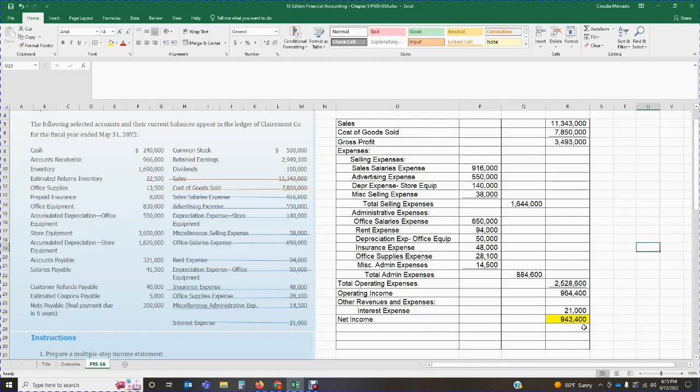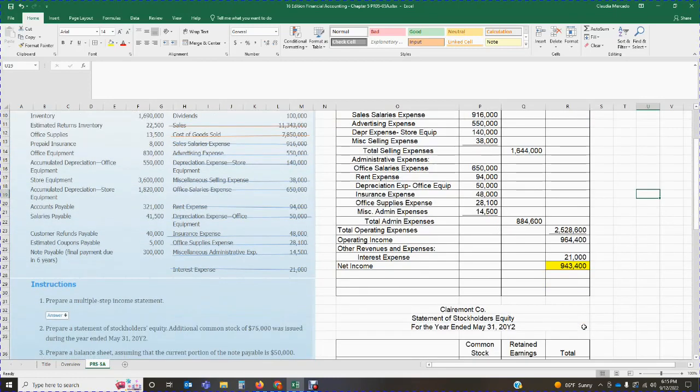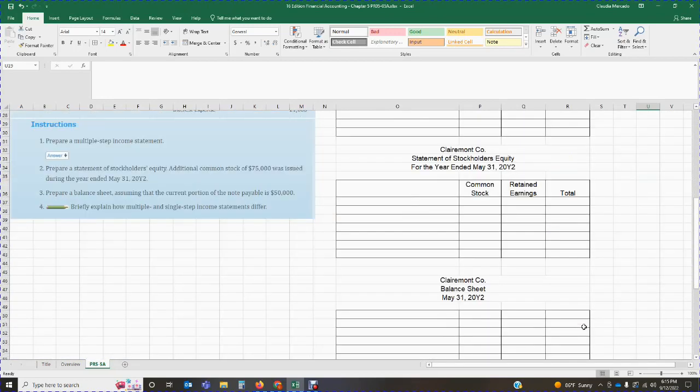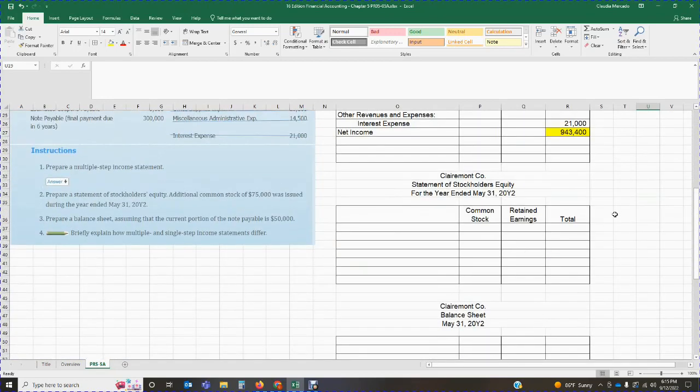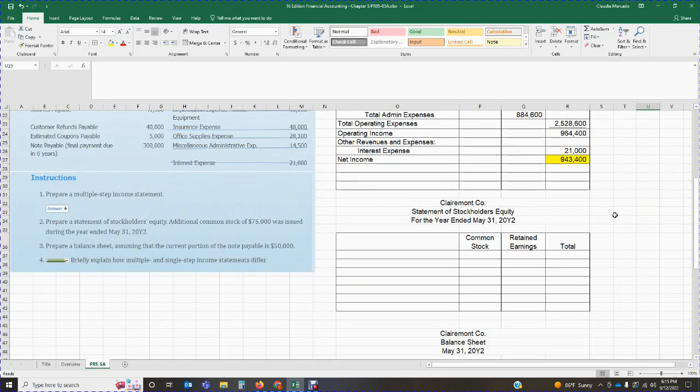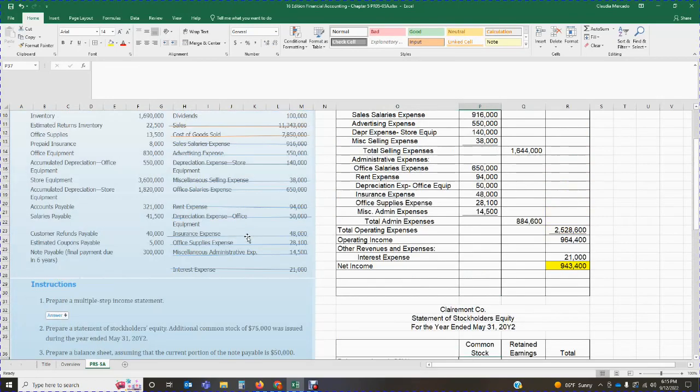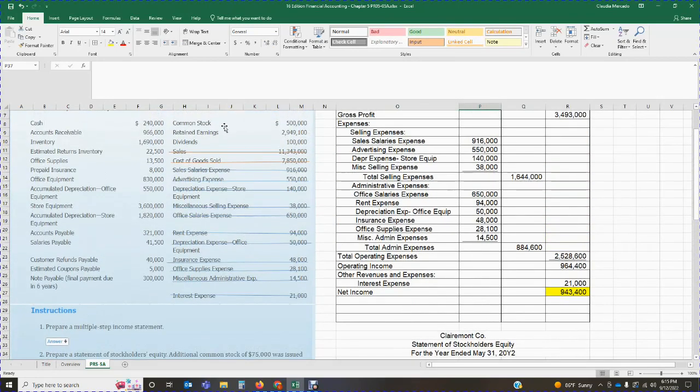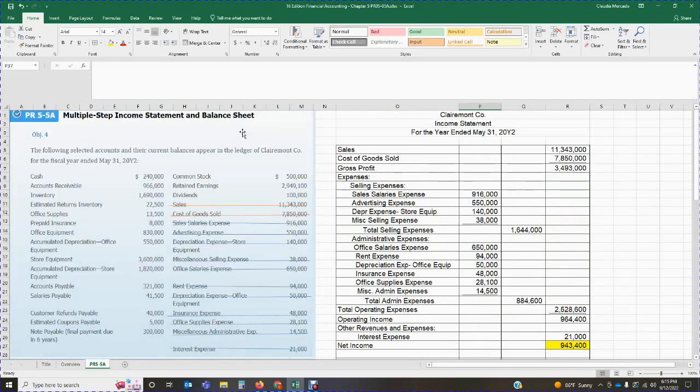Very similar. It's just identifying the categories where they fall under so we can calculate the net operating income. Once we are done with the income statement, we can proceed to the statement of stockholders' equity. So we're going to begin with our balances as of June the 1st, 20Y1. Do we have any common stock? We have common stock. Let's see the following select amounts.